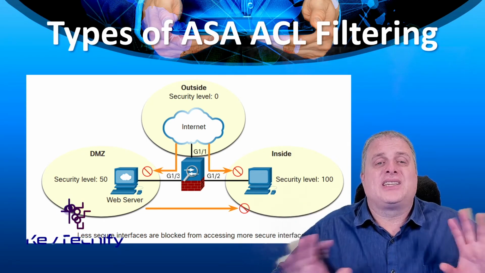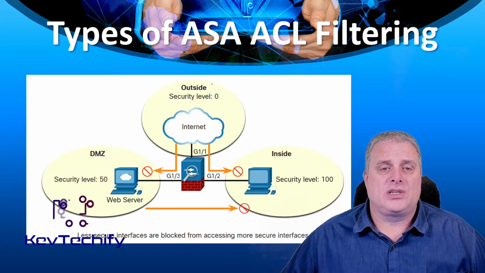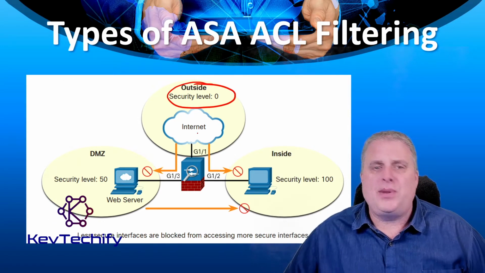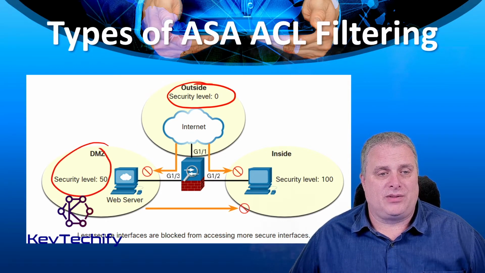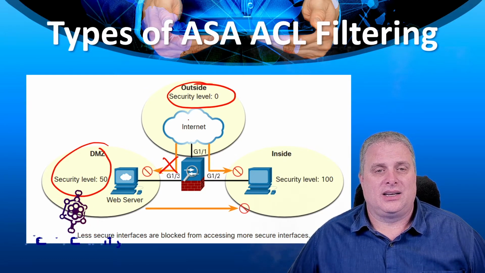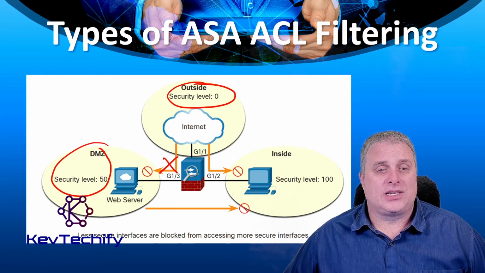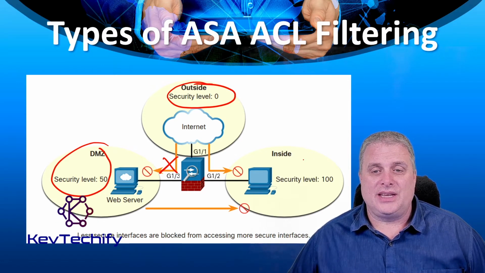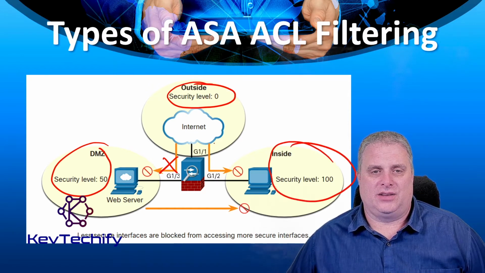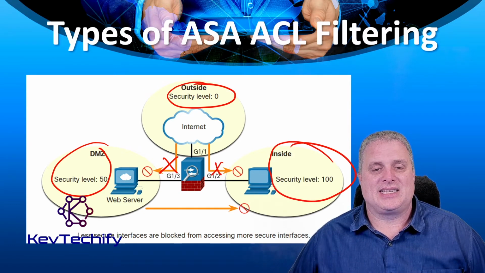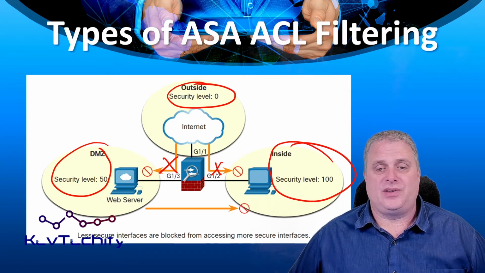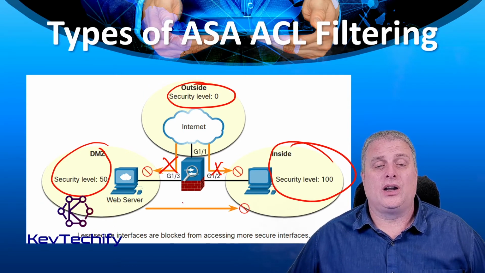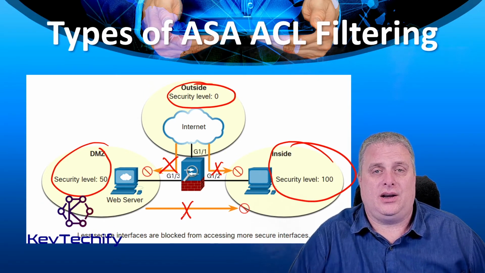Right now, without any access control list, we're looking at the outside network with a security level of 0. They basically can't access anything at this point in time. The DMZ has got a security level of 50, that's higher than the 0. So the outside cannot access the DMZ. Outside has that 0 security level, inside has 100 security level. Outside cannot access the inside. We also, DMZ cannot access inside. We're going from a security level 50 to security level 100. You can't go higher. So we cannot make that connection there.